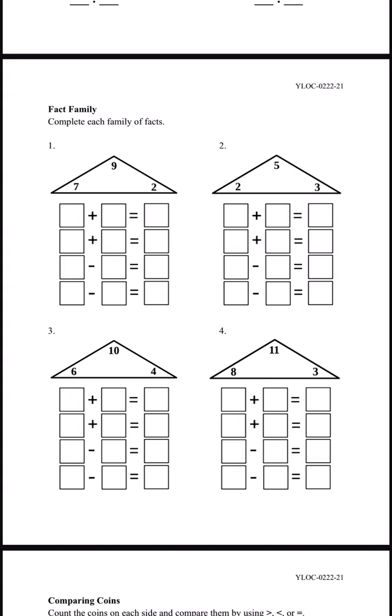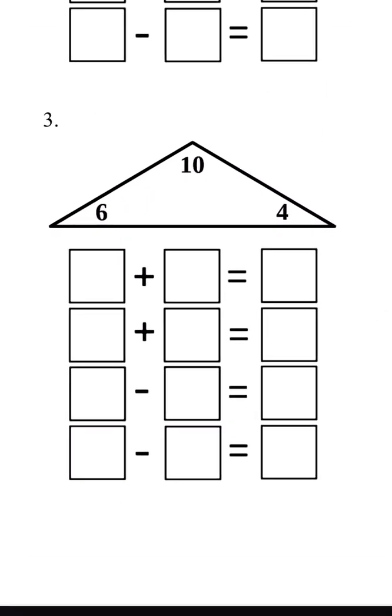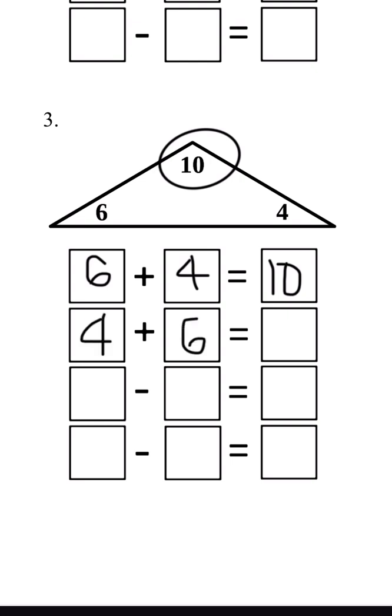Page number 2, we have fact family. Complete each family of facts. Let's try number 3. We have 10 and 6 and 4. So we have to write these numbers. First, the smaller ones. So we do 6 plus 4 equals 10. And it works the other way. So we do 4 plus 6 is 10.